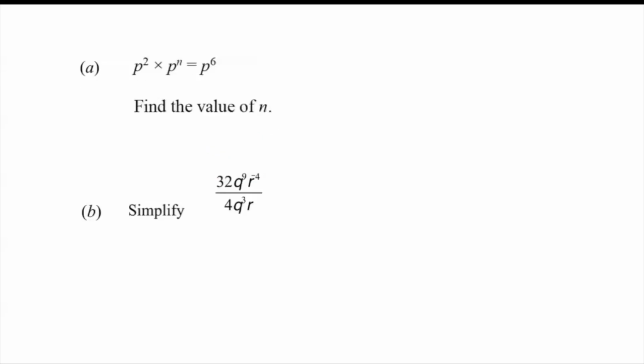Okay, our next question came from a calculator paper. It was worth 3 marks. Hit pause, have a go, press play when you're ready. Okay, so the first question looks a little different, but it really is just using that power rule. It's a times question, so we add the powers. If we add the powers, we've got 2 plus a number I don't know equals 6. And when you see it like that, you can see that n must equal 4. And that was for 1 mark.